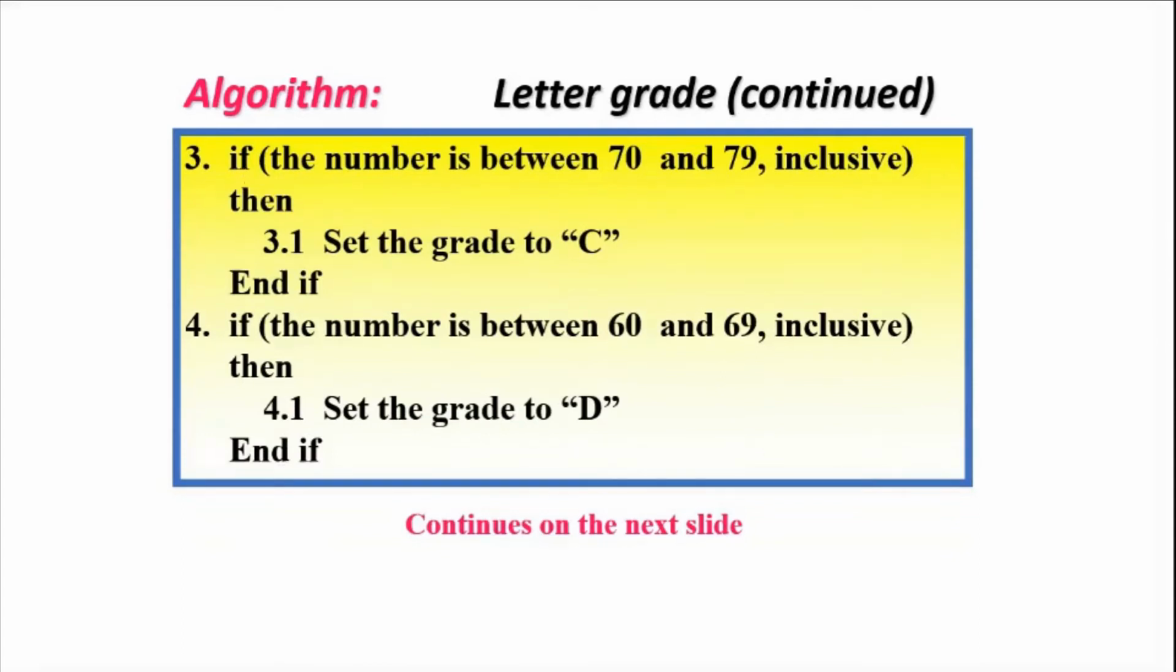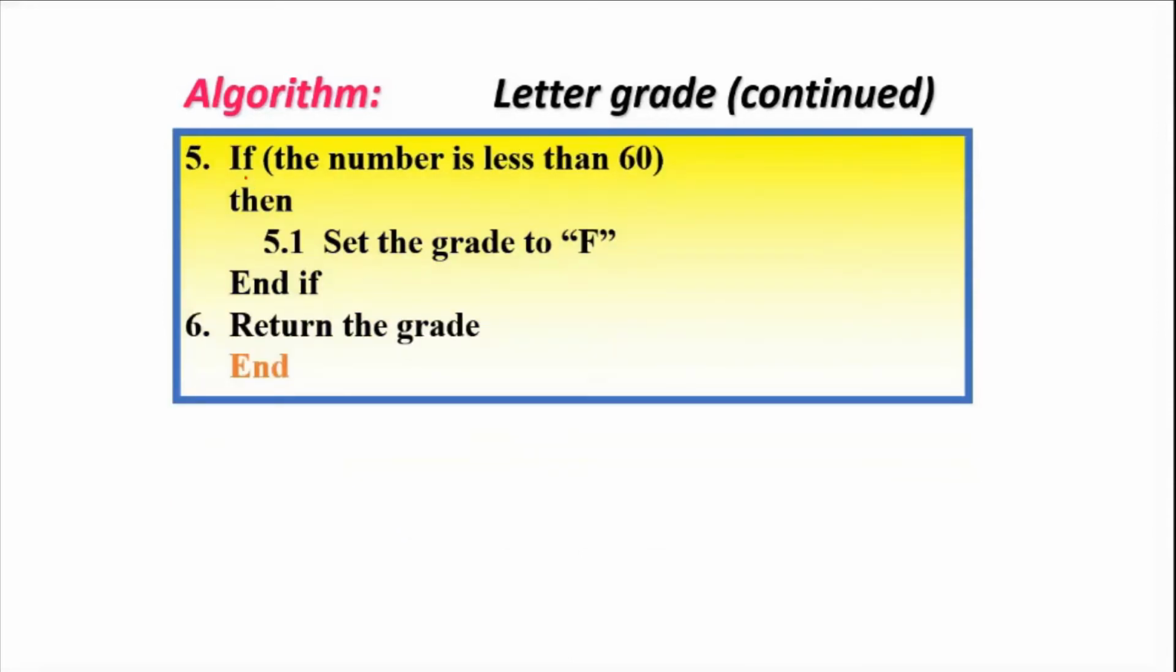Again, in step 3, we check whether the number is between 70 and 79. Then we set the grade to C. Then in the 4th step, we check whether the number is between 60 and 69. We set the grade to D. And finally, in the 5th step, we check whether the number is less than 60. If the number is less than 60, then we set the grade to F for failed. So the last step is we return the grade.